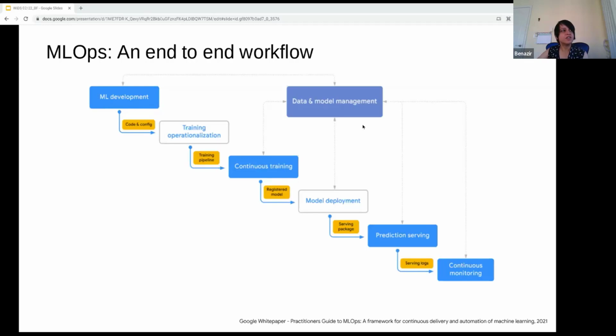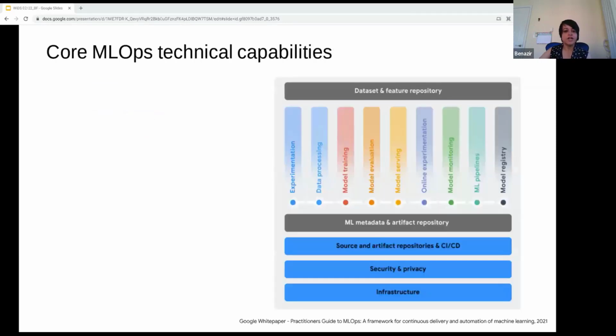And of course, the 7th part here is this is horizontal. This is how do companies manage their data and model and features. And what I showed earlier was a 6-step process or stages. In order to put that process into reality, these are the technical capabilities that you need.